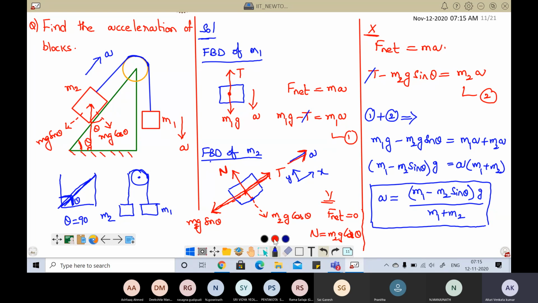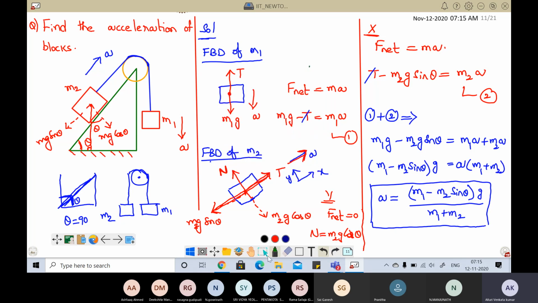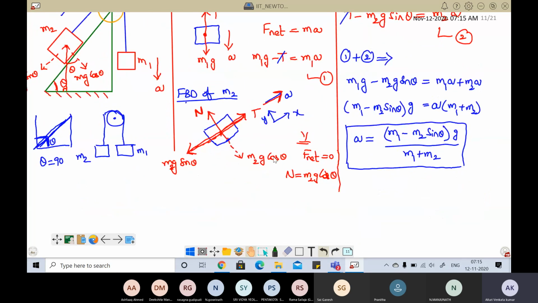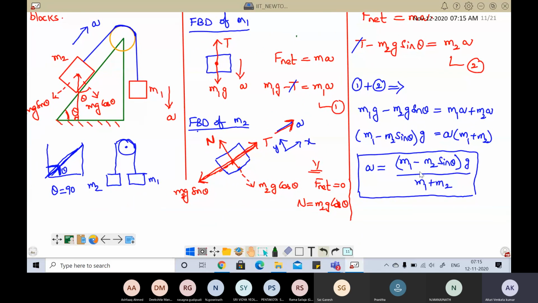Now here some important results are there, in the sense that we can analyze. For example, let us see here. Acceleration is equal to M1 minus M2 sin theta.